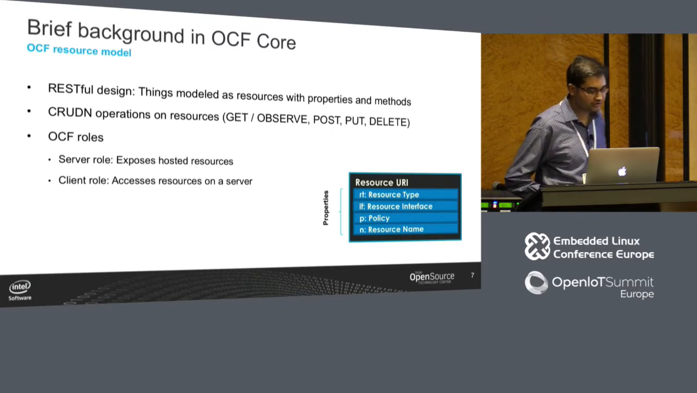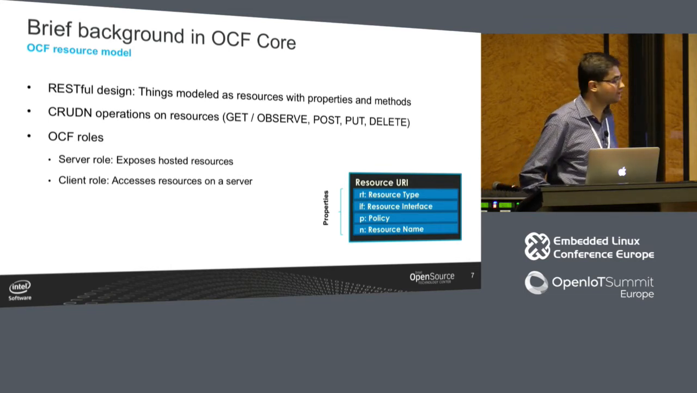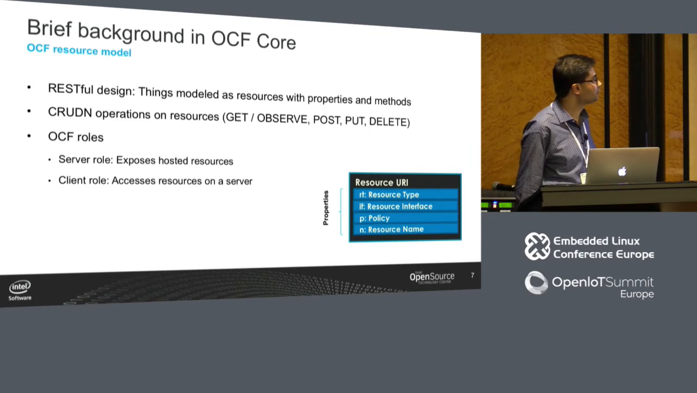Over the next few slides, I'll just provide a brief overview of some key concepts that underlie the OCF core standard. The OCF protocol is based on the RESTful architectural style, where all things in the Internet of Things are modeled as resources. The CRUDN operations, which stand for Create, Read, Update, Delete, and Notify, may be performed on these resources via the standard methods get, post, put, and delete.